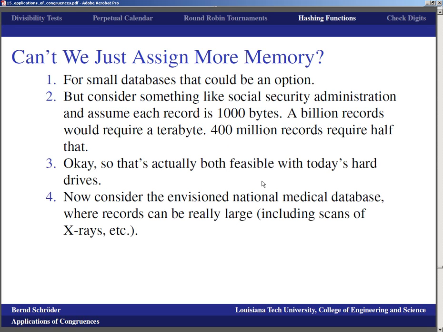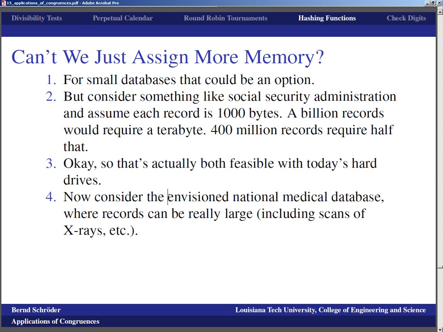However, there are other projects that are going on right now, such as an envisioned national medical database where records can be really large, including scans of x-rays and the like, which, as they're stored as JPEGs and the like, would still be pretty huge because you want to have good resolution on that.